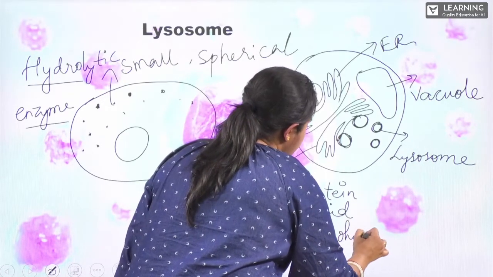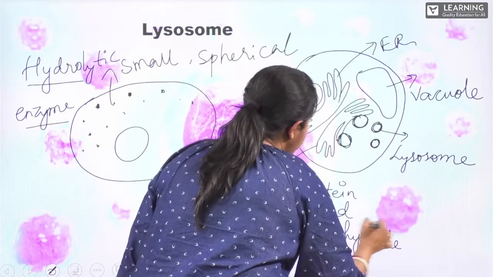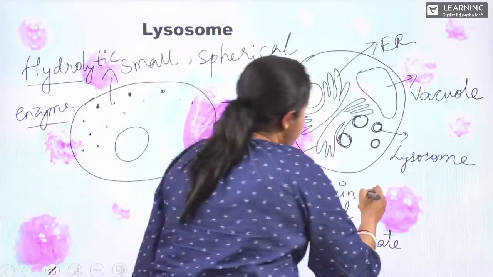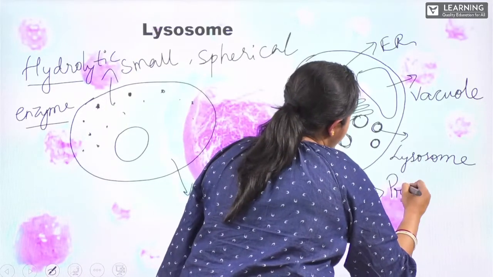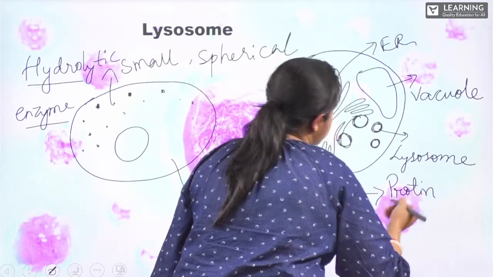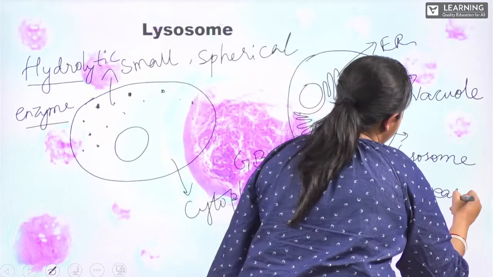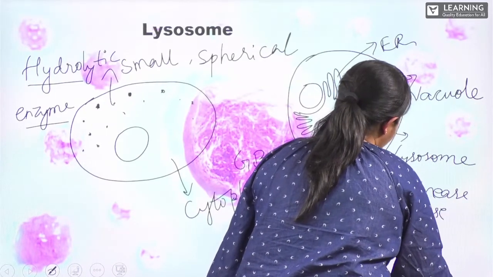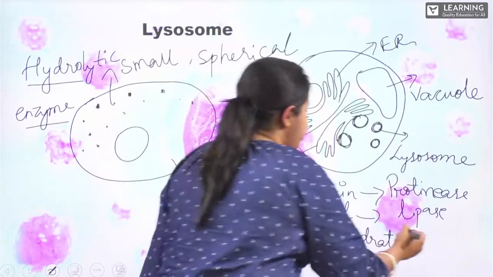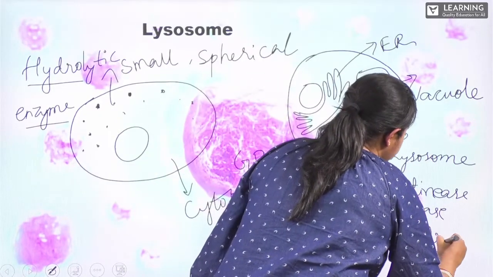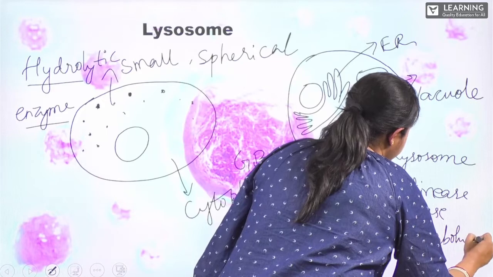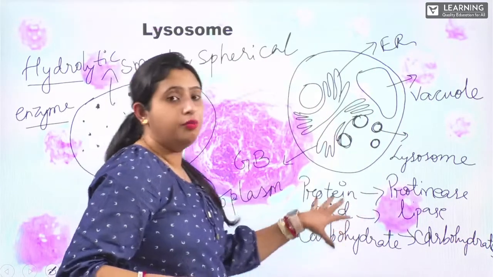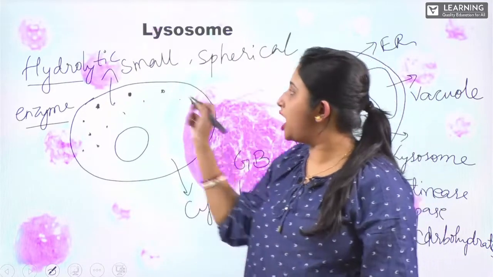So how do they digest them? They digest protein with the help of the enzyme proteinase, lipid with the help of the enzyme lipase, and carbohydrate with the help of the enzyme carbohydrase. So they digest with the help of these hydrolytic enzymes.